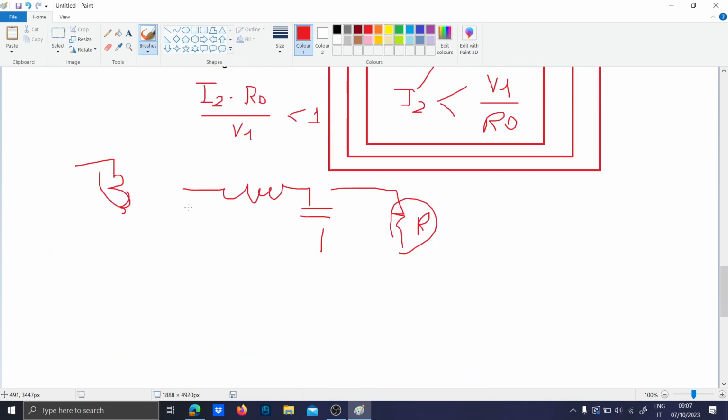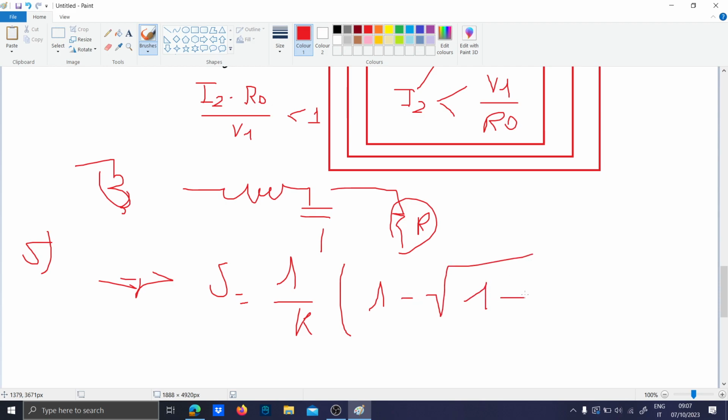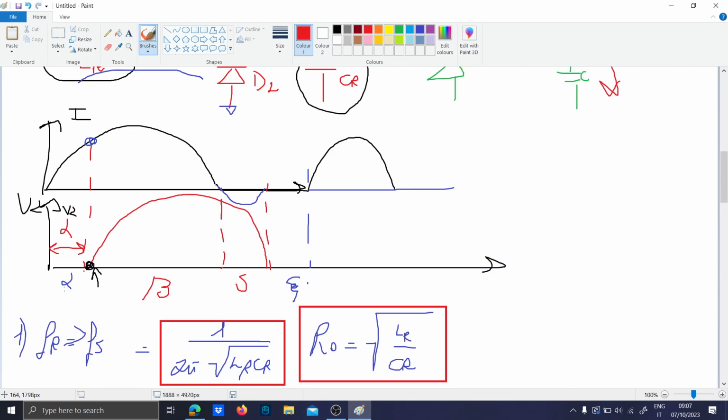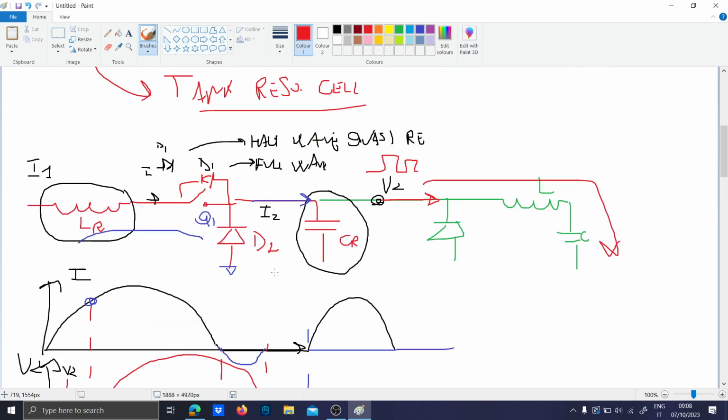You can continue also with the interval theta, and the method is the same. I will give just the solution of the integral, which is theta equal to 1 over k, 1 minus the square root of 1 minus k squared. And now we can see that the sum of these intervals, the minimum switching period, must be the sum of these intervals here. If one of these intervals is not respected, you will not have soft switching.